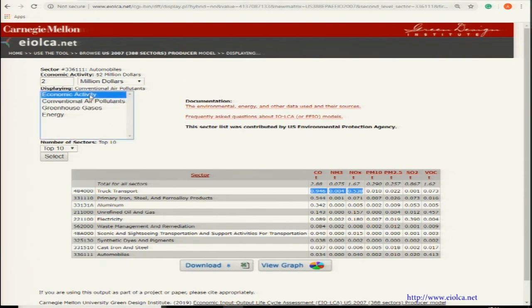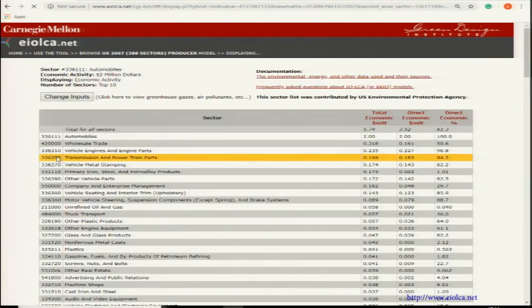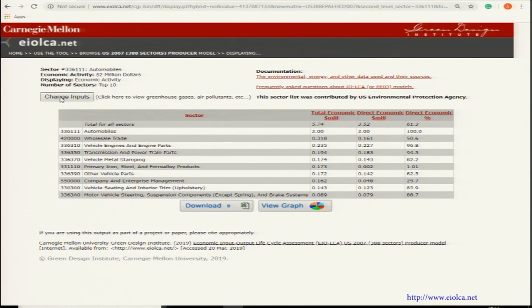Or let me first see economic activity. Select. I have changed the input from here, change input, to economic activity. Now, for all the sectors, automobiles worth $2 million, and the direct economic impact for $2 million is in percentages here. It is showing that 0.318 million dollars worth of wholesale trade would happen, and 0.161 million dollars worth of direct economic purchases would be made.